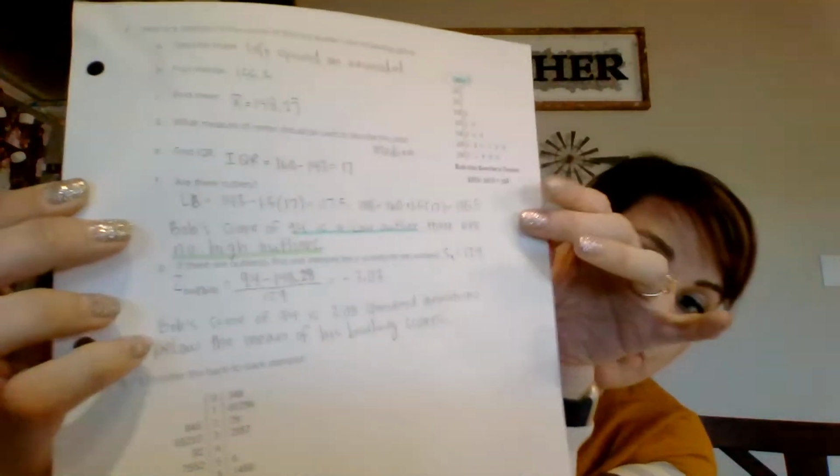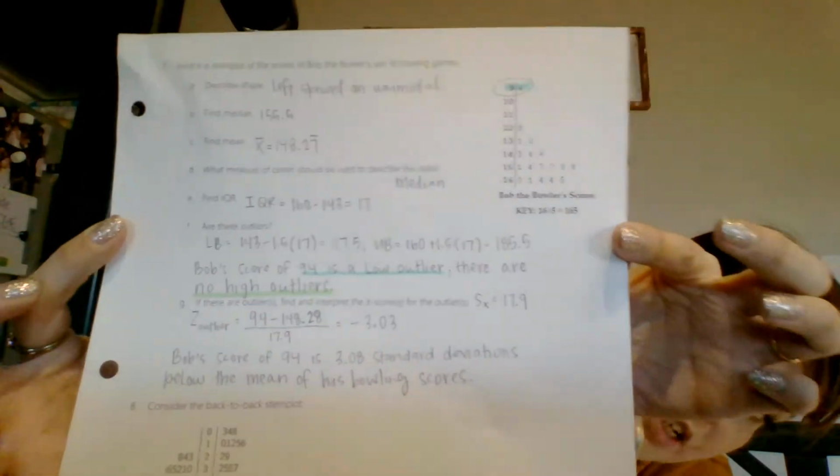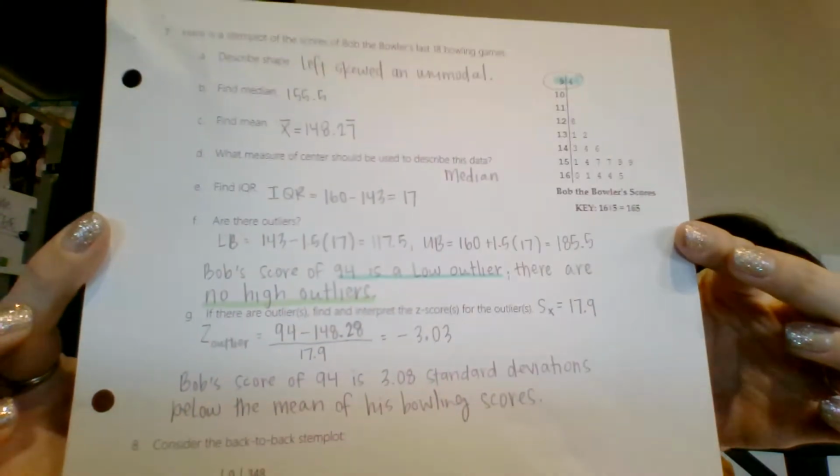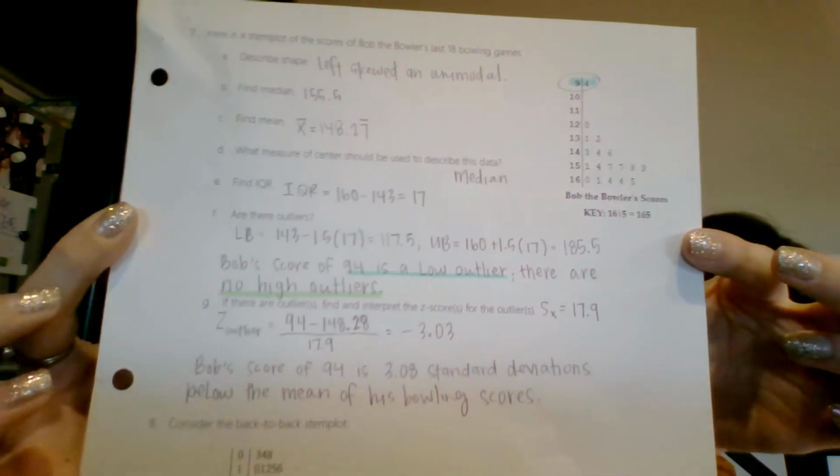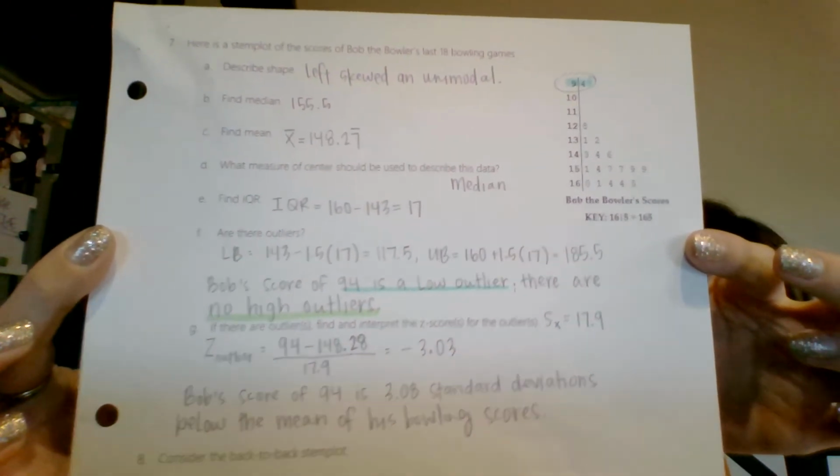question 7F, you have a question about Bob the Bowler's bowling scores, and it asks you if there are outliers, and I specifically highlighted some phrasing that we've never really talked about before, but you need it for your test. I want you to look at the sentences that I underlined, because on your exam, your free response problem is going to have you find outliers, but they refer to it as a high outlier.